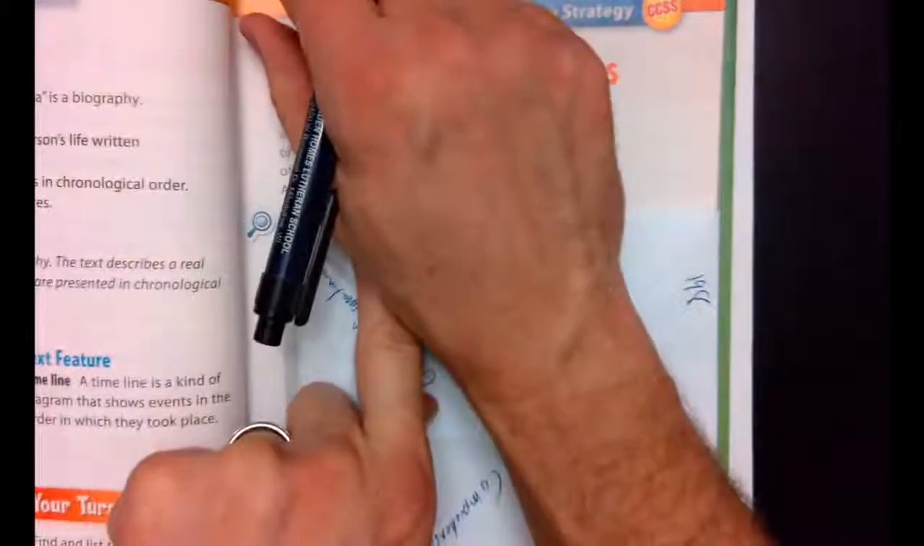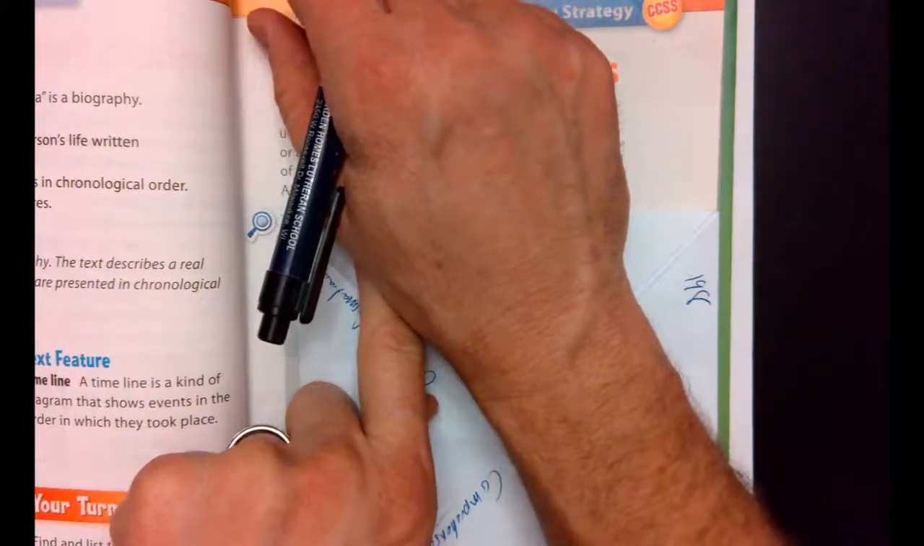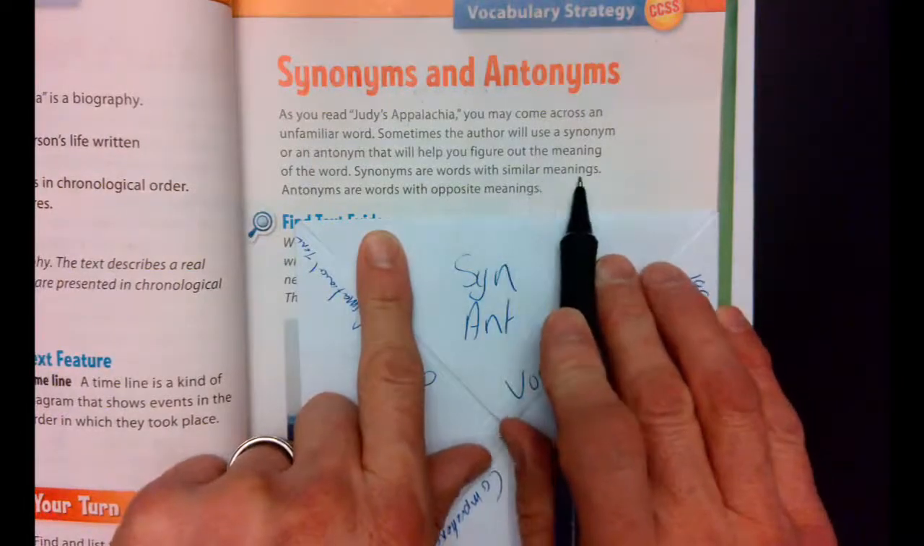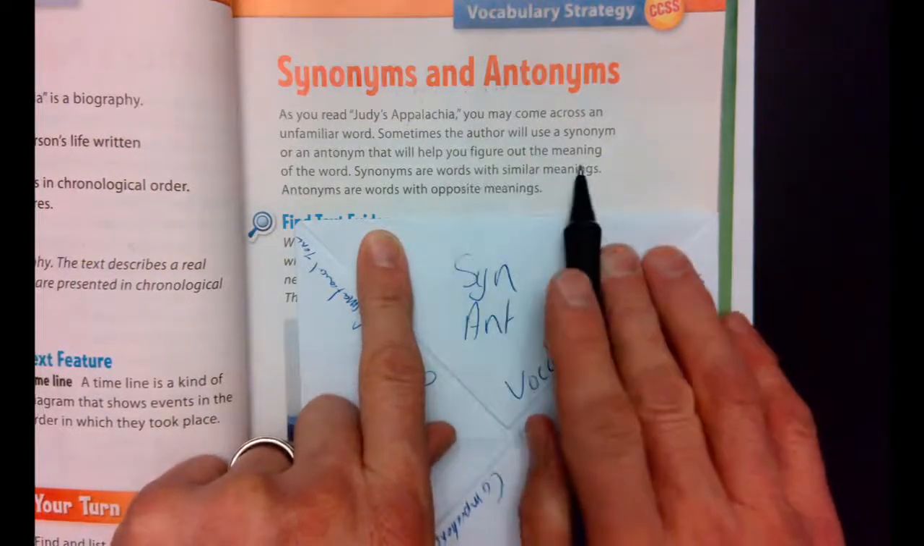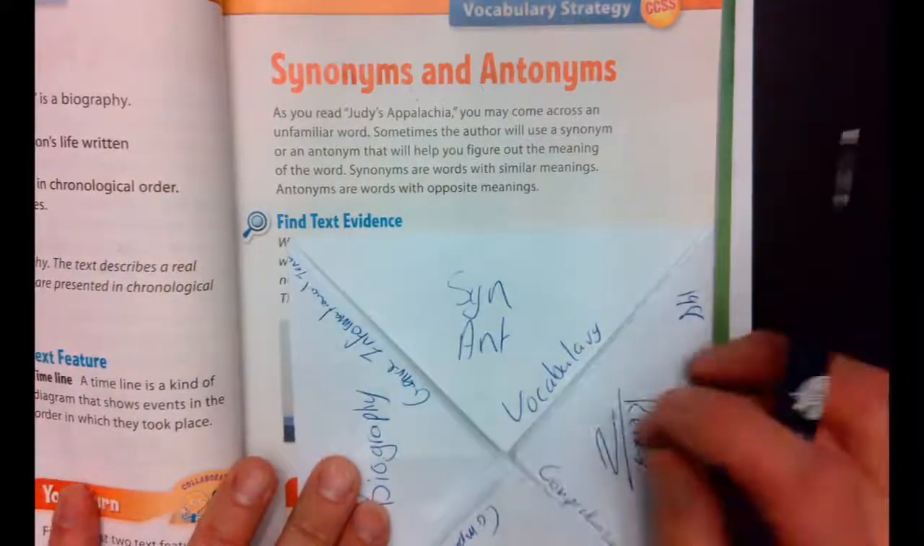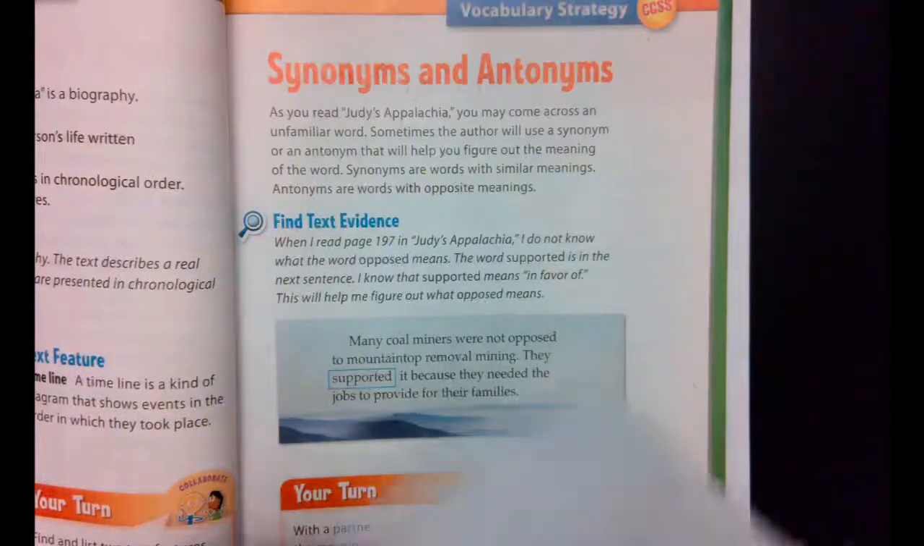I bet they're going to tell us what the definition of synonym and antonym is next. Synonyms are words that have similar meanings. I like to say synonyms are the same. Antonyms are words with opposite meanings. Antonyms are opposites. Can't wait till you guys get Mrs. Bauer. She'll have some kind of crazy jingle with that.